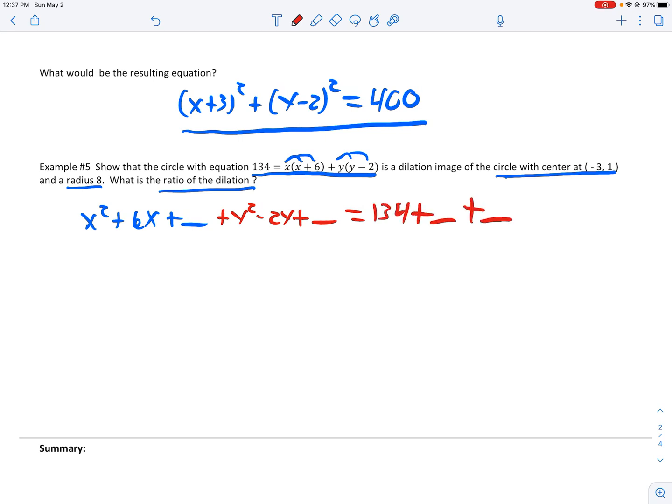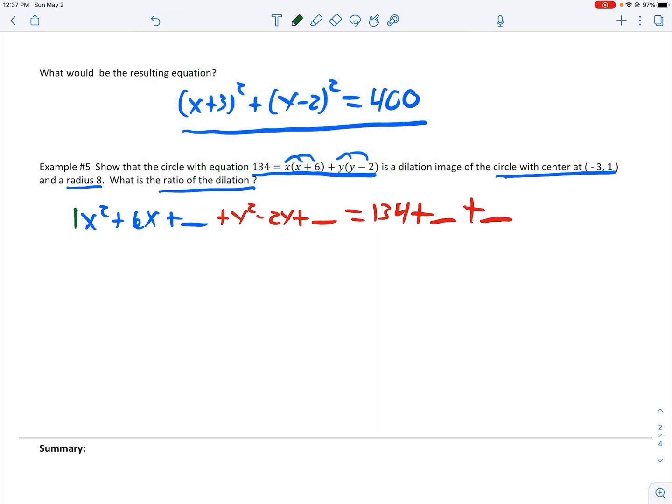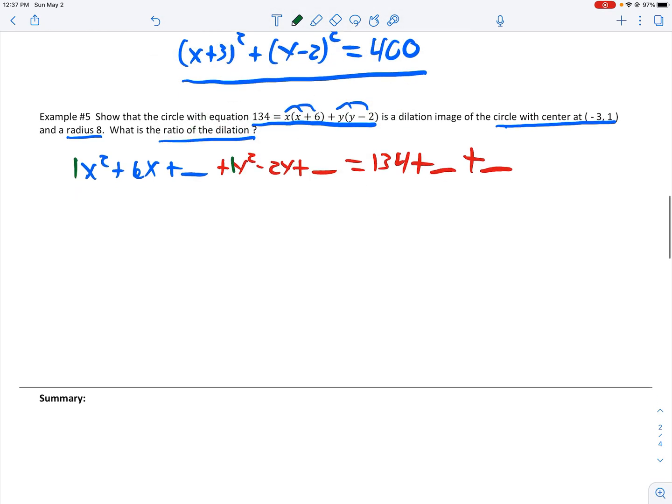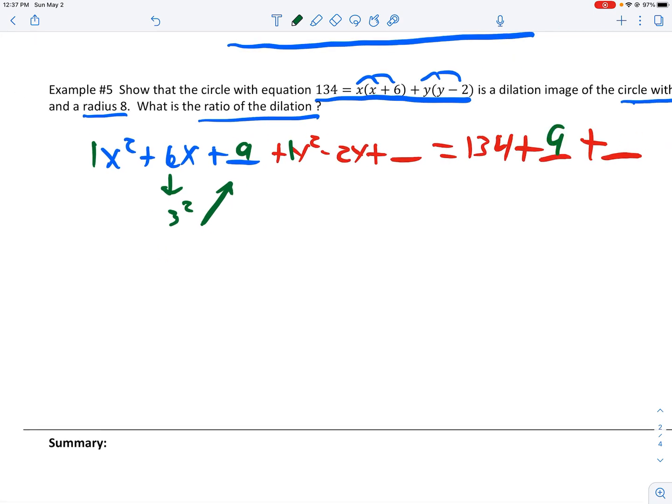And again, I'm adding 2 numbers to the left, so I'm going to add 2 numbers to the right. And again, I encourage you to put these placeholders in, so you know you need to put a number at all 4 of those placeholders. So we have 1x squared and 1y squared. So we're going to complete the square, divide the b term by 2, so 3, square it. So you add 9 here and 9 to the right.